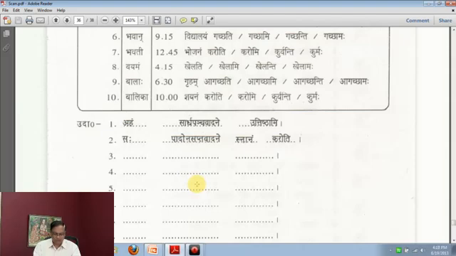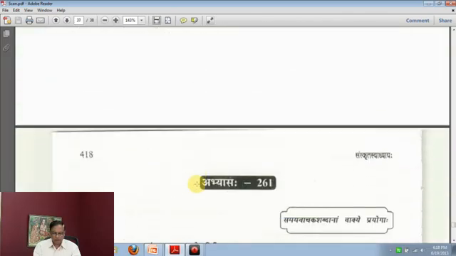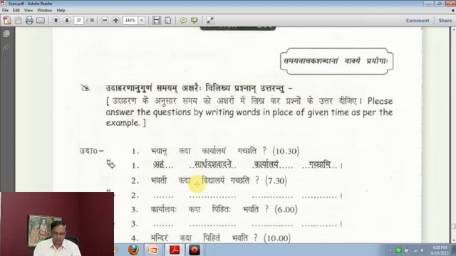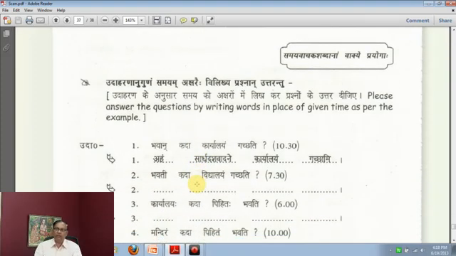Now some more practice in the same line. You have to answer the questions by writing words in place of given time. So in the place of time given here, you write it out. Bhavan kada karyalaye gacchati is a question. So the answer would be Aham Sardha Dashavadane is already written. Sardha Dashavadane Karyalayam Gacchami. The sentence means here Bhavan Kada Karyalayam Gacchati.